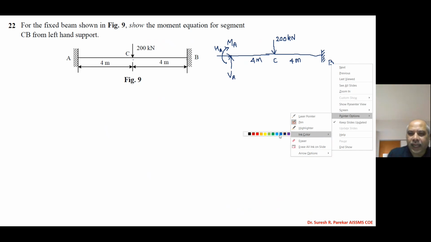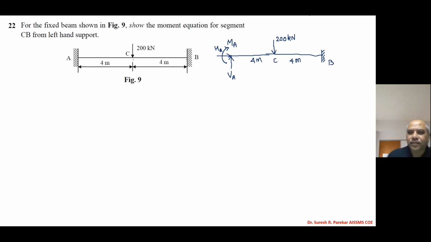So now we will make X in CB region. So let X be here, and that is from C. So we have this will be X. And then we are interested to write the moment equation only. So we will write the equation, that is moment equation. So we have EI d2y by dx square, which is equal to bending moment, equal to M, and that is equal to, now due to x, we are going to be this distance, that is x plus 4.